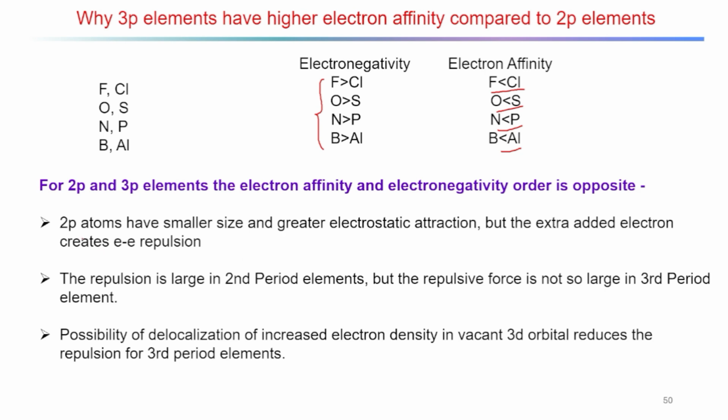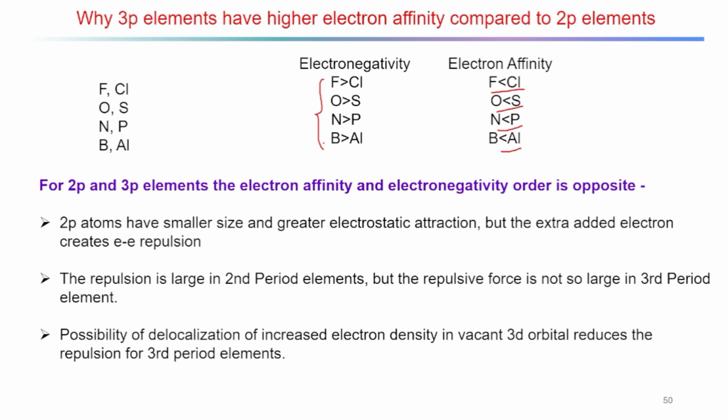So the first one is that 2p atoms have smaller size and greater electrostatic attraction. So the 2p atoms have smaller size, and smaller size means greater electrostatic attraction towards the incoming electron. But the extra added electron creates electron-electron repulsion. So although it has higher electrostatic attraction, that's why the electronegativity is more in the case of 2p elements.